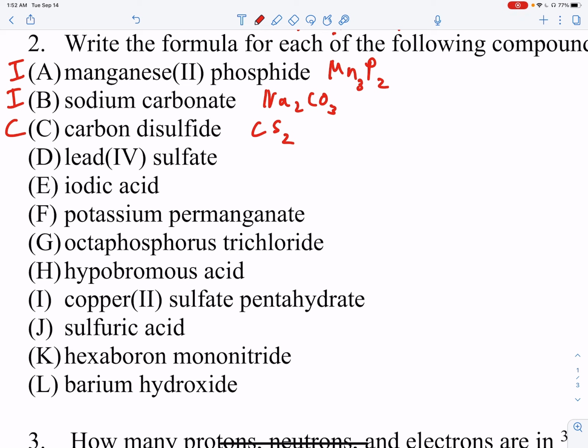Okay. Lead 4 sulfate. So sulfate is -2. So if it's telling me the total charge on lead is 4, I'm going to need 2 sulfate to balance that out.